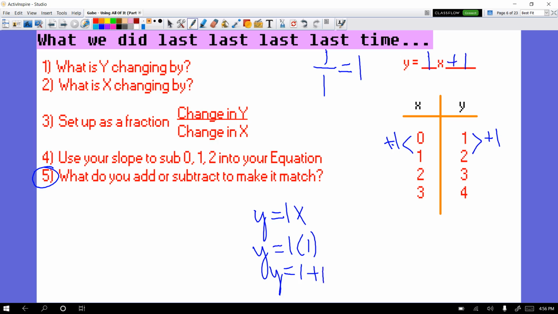Okay? And we can always go back and check it because that's what I highly encourage you to do. I'm going to use 2 with our equation we just wrote. So 1 times 2 is 2, plus 1 is 3. Check. Now we know we're correct. And I'm just going to be crazy and annoying because I'm an old person. I'm going to just go ahead and substitute 3. 1 times 3 is 3, plus 1 is 4. Cool. Double checked.